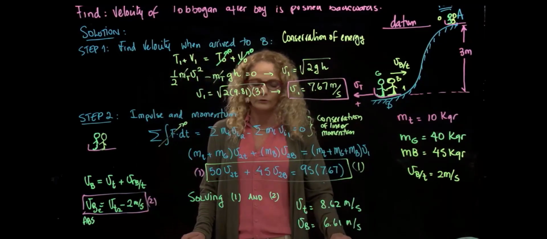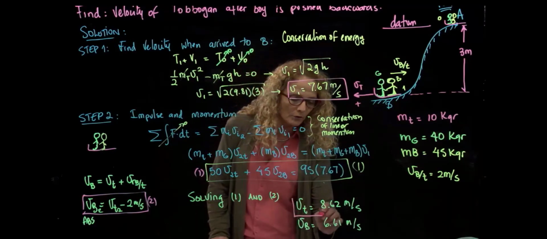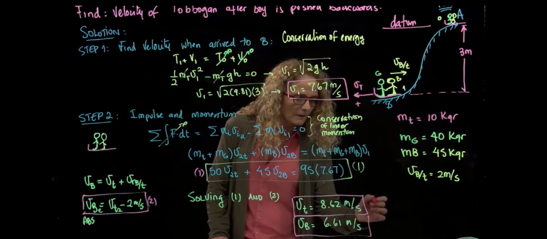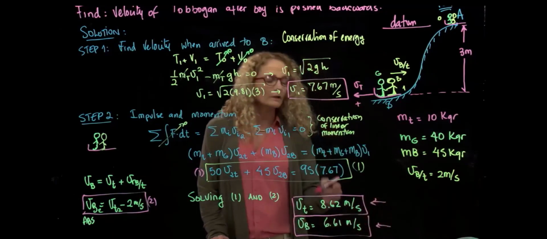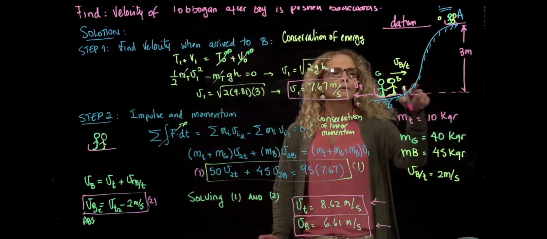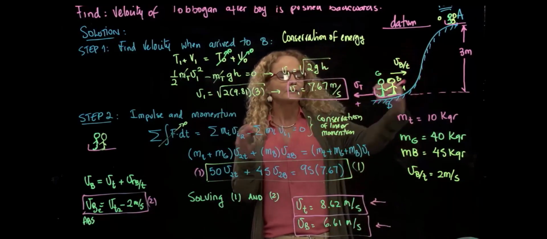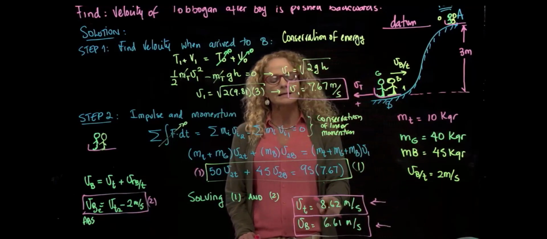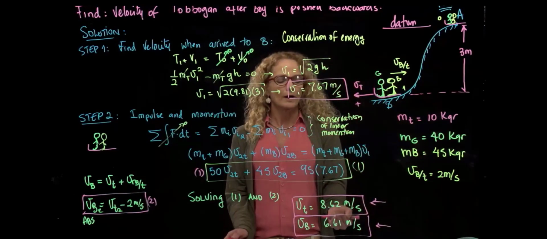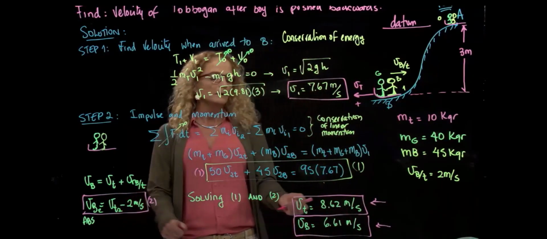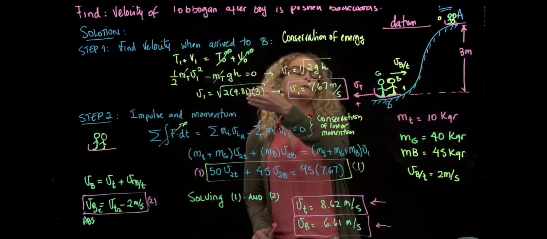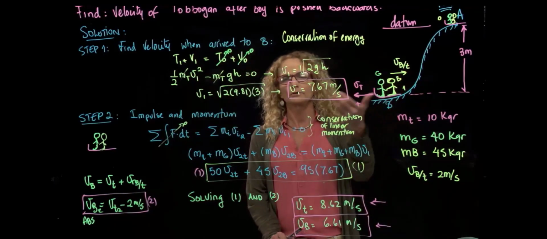What does positive mean in this case? Both are in this direction. So even though the boy is falling down, he carries so much velocity that his velocity is a little bit less than the toboggan's because they subtract, but still in that direction. So the boy still moves forward in the same direction as the toboggan.